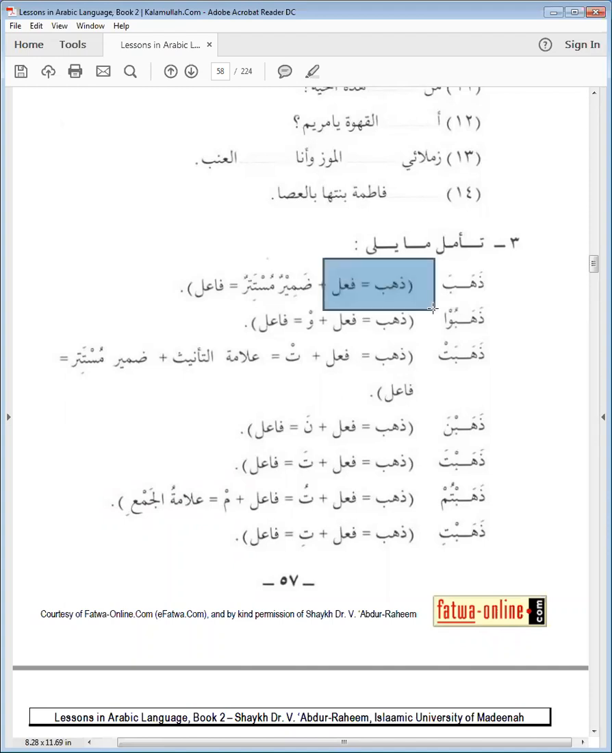So let's look at the sentence here. Everybody with me? We're halfway down page 57, safha sab'a wa khamsun. So we have dhahaba. It is the verb, the fi'l. Then we have something called damirun mustatirun, which means a hidden pronoun. Mustatir means hidden, something hidden or obscured, right?